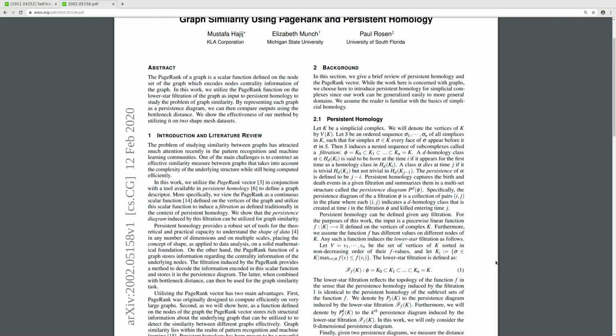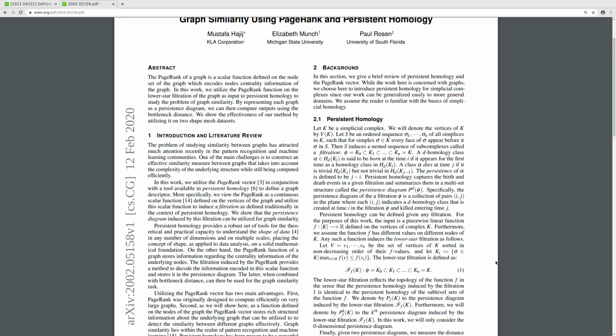We will denote the simplices of K by V(K) as we order a sequence S of all simplices in K, such that for a simplex sigma in K, every face of sigma appears before sigma in S. S induces a nested sequence of subcomplexes called a filtration: the empty set equals K0, which is a subset of K1, which is a subset of Kn equals K.